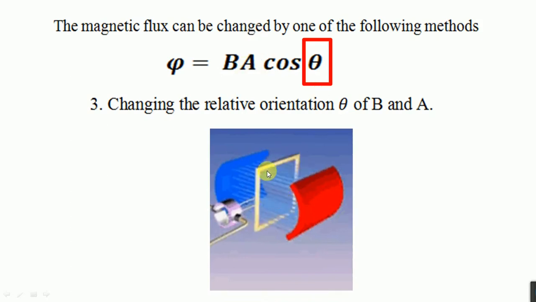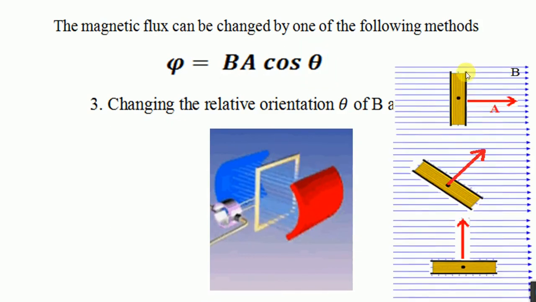Here you can see, if you rotate a coil in a magnetic field, the flux will change. The flux is maximum when the angle between area and magnetic field is 0 degrees, and it is minimum when the magnetic field lines are not crossing the area, because the angle between magnetic field and area is 90 degrees. So in between 0 and 90 degrees the flux will change. One way to change the magnetic flux is by changing the angle between the area vector and the magnetic field.